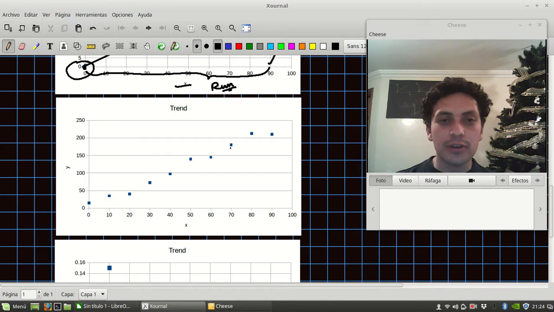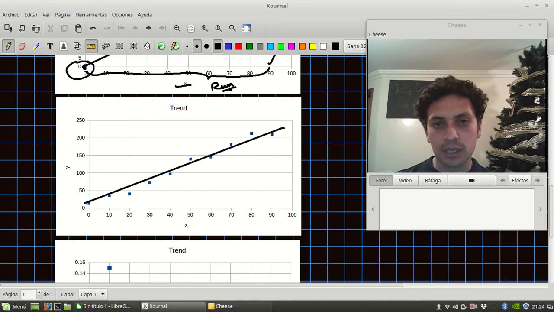But what is the other type of trend? You can see here that in this case, the trend is kind of linear, but it's not crossing the origin. So let me draw the graph. It could be this.